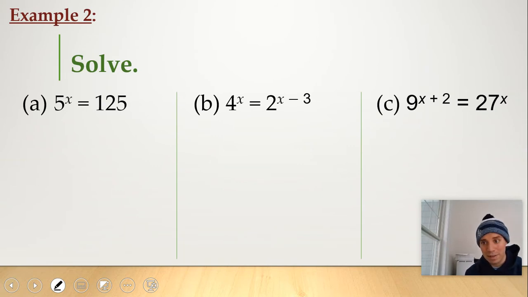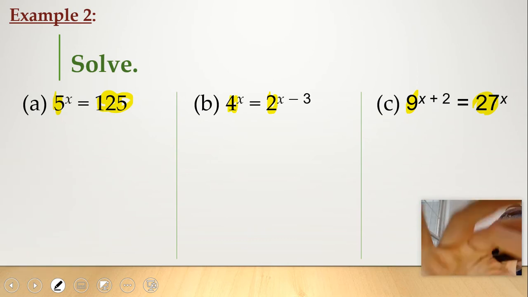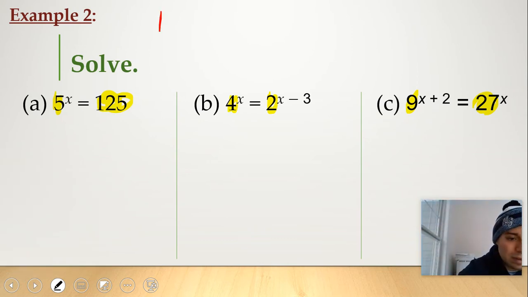Now let's take a look at these. These are significantly more challenging because in these problems your bases are not the same. We have a 5 and we have a 125. We have a 4 and we have a 2. We have a 9 and we have a 27. So what you want to do when you have a problem like this is look at the larger number.